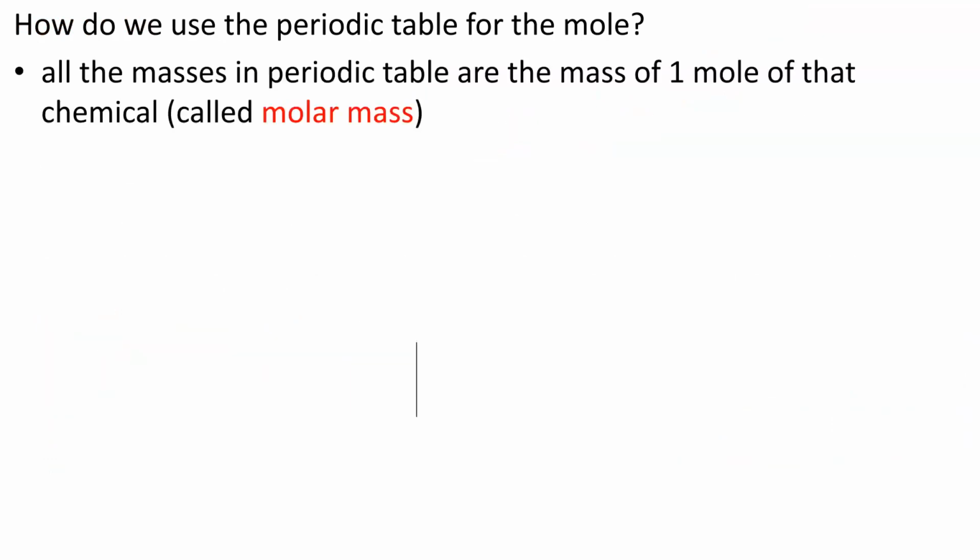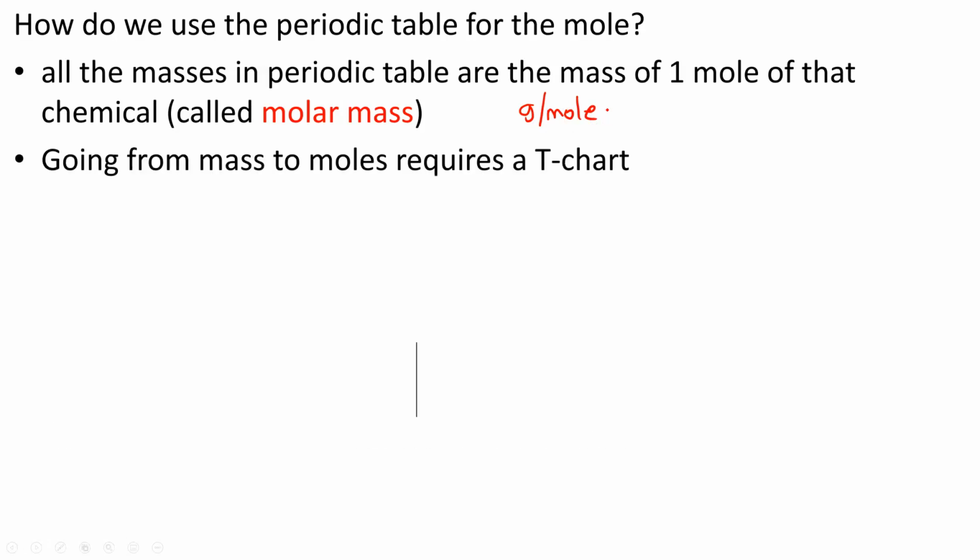So here's another example of that. All those masses in the periodic table equal the molar mass. And in case you're wondering, the units for molar mass are grams per mole. That's the units. So going from mass to moles requires a T-chart.